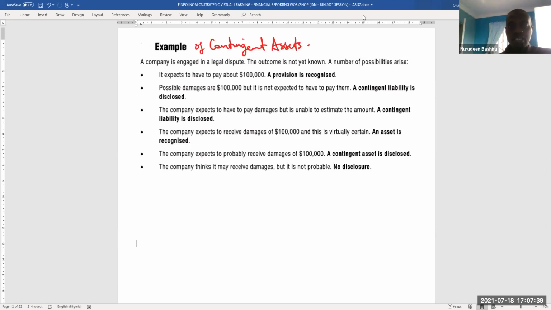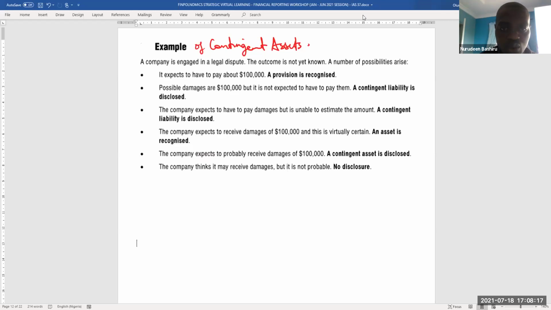Example of contingent assets. A company is engaged in a legal dispute. The outcome is not yet known. A number of possibilities arise. One, it expects to have to pay about $100,000. A provision is recognized. Two, possible damages are $100,000, but it is not expected to have to pay them. A contingent liability is disclosed.